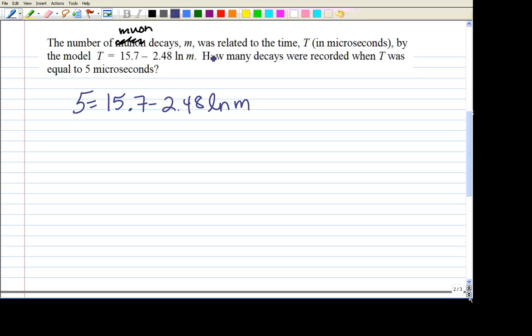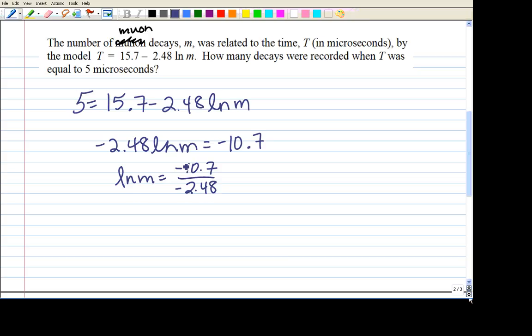So first of all, we can subtract the 15.7 over to the other side. So on one side we'll still have that negative 2.48 ln of m, and then whenever we subtract the 15.7 from the 5, we'll get negative 10.7. At this point we'll want to divide both sides by that negative 2.48, so we'll have the ln of m equals negative 10.7 divided by negative 2.48. We'll do the calculations in just a moment.